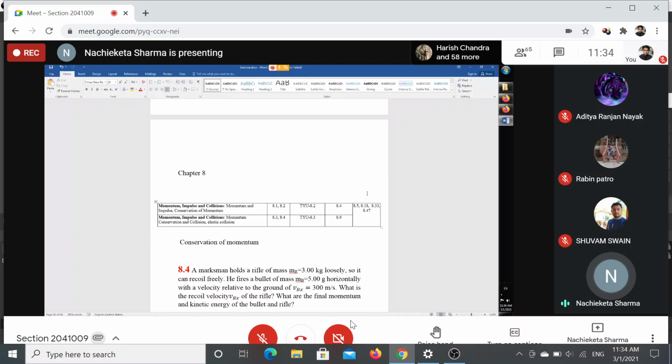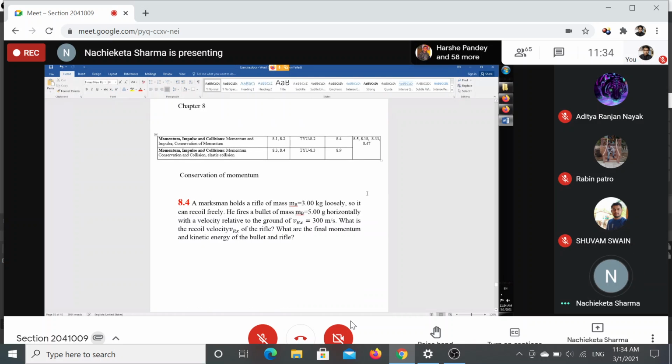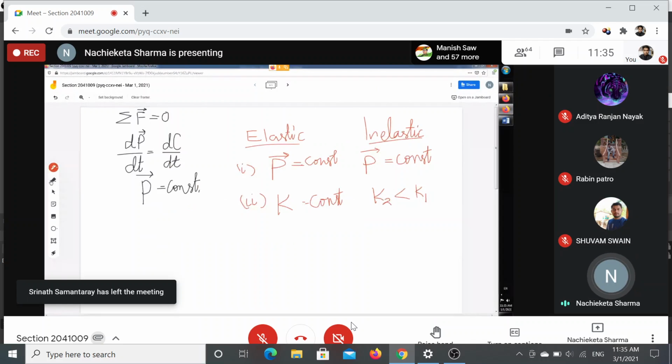Then we will do examples. We will do two examples. 8.4 first. A marksman holds a rifle of mass M_R equal to 3 kg loosely, so it can recoil freely. He fires a bullet of mass 5 gram horizontally with a velocity relative to the ground, that is V_Bx, equal to 300 meter per second. What is the recoil velocity of the rifle, and what are the final momentum and kinetic energy of the bullet and rifle? Okay, so how am I going to do this problem?